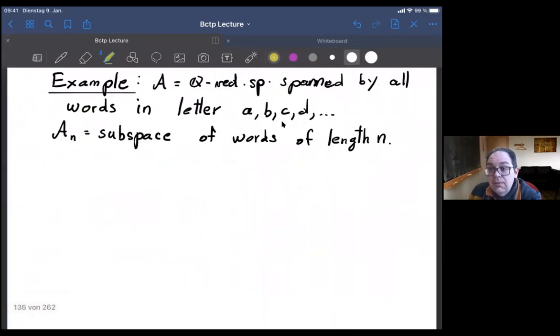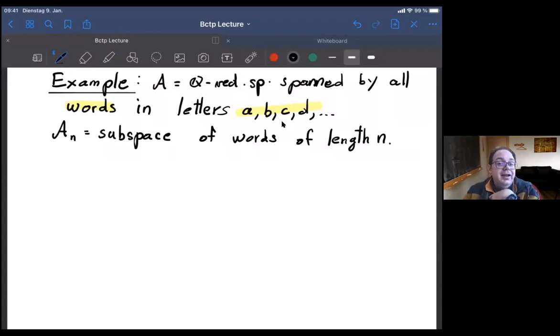So, yeah, maybe to answer Howard's question, let's look at an example. That will be the last thing we do today. And let's look at the following. As the vector space, we take for now all possible words. I allow linear combinations of words made out of certain letters. So words could be A, AB, AAB, and so on.